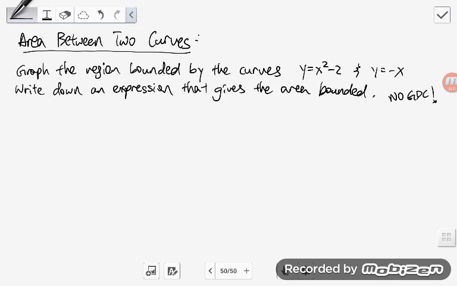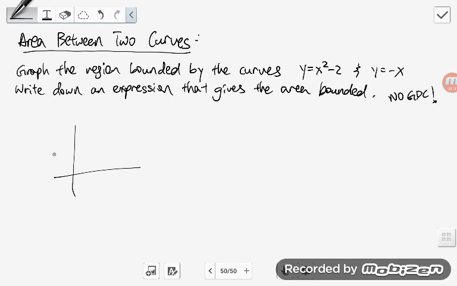Hi, in this video I'm going to show you guys how to find the area between two curves. What we have learned about finding definite integrals, for now, is this.